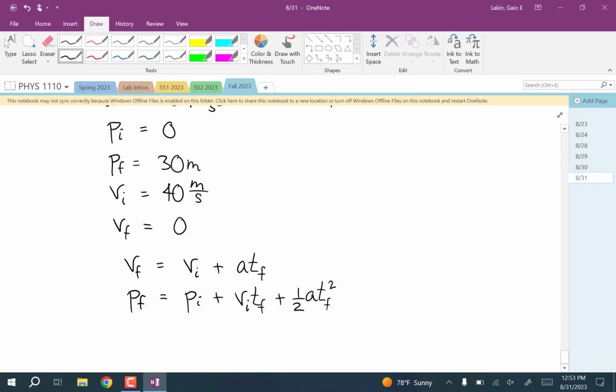Whenever that happens and you have multiple choices, take the simpler one. This one is always the simplest one, so we're going to use that one. Even though we could use this one, we'd have to do some squares and stuff. So let's just skip it.